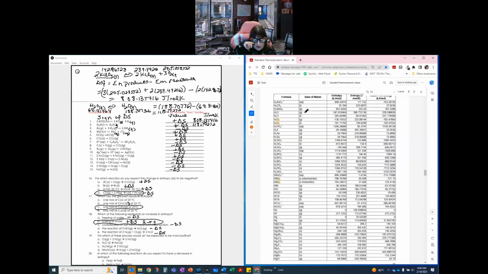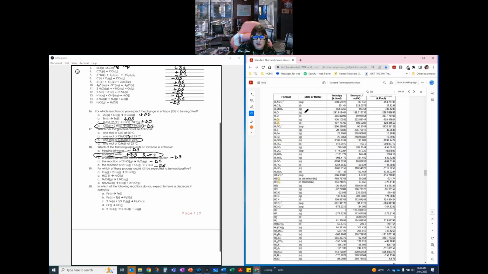Okay, so that's awesome. Let's look at 19. For which of these processes would delta S be expected to be most positive? Okay, so most favorable. So going from O2 plus 2H2 to 2H2O is not great. That's going to be negative delta S. Again, I would expect that to be negative. Liquid to solid is not favorable, so I would say that's negative delta S. N2O4 to NO2, well, that's going to be okay, because we're going from 1 mole to 2 moles of gas.